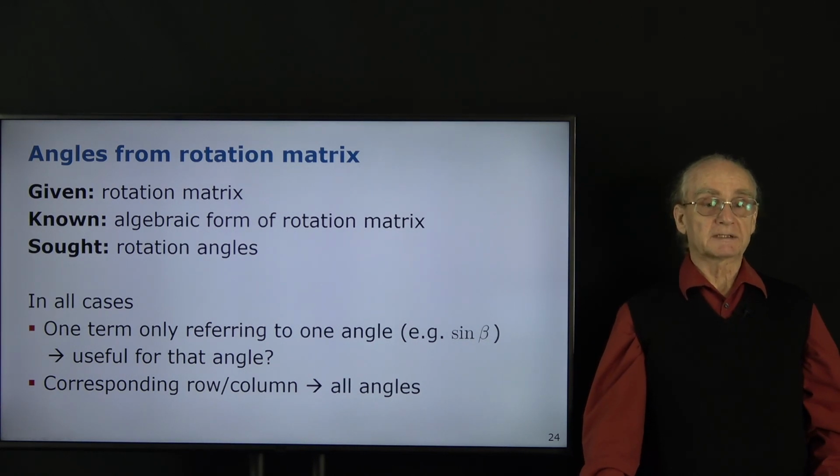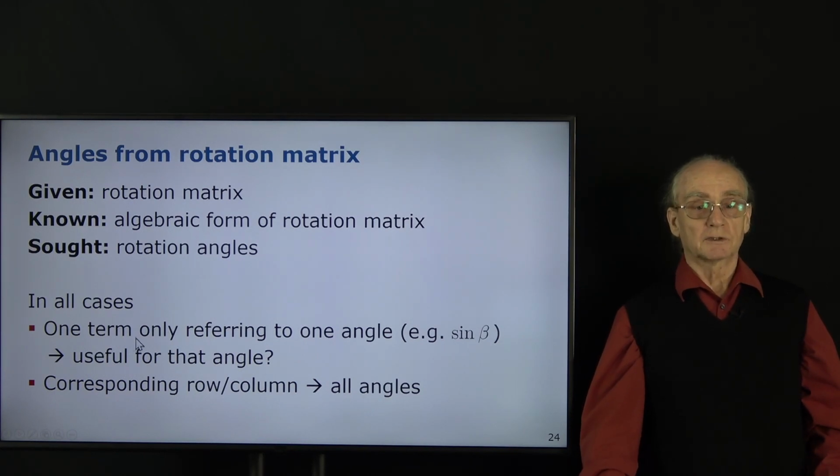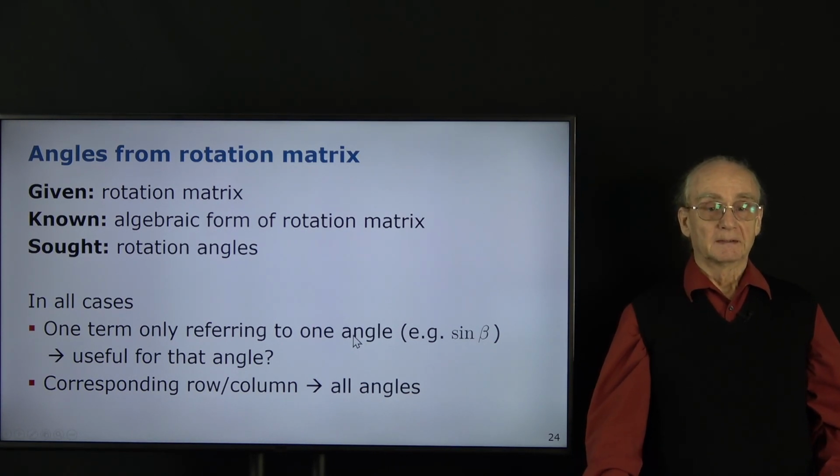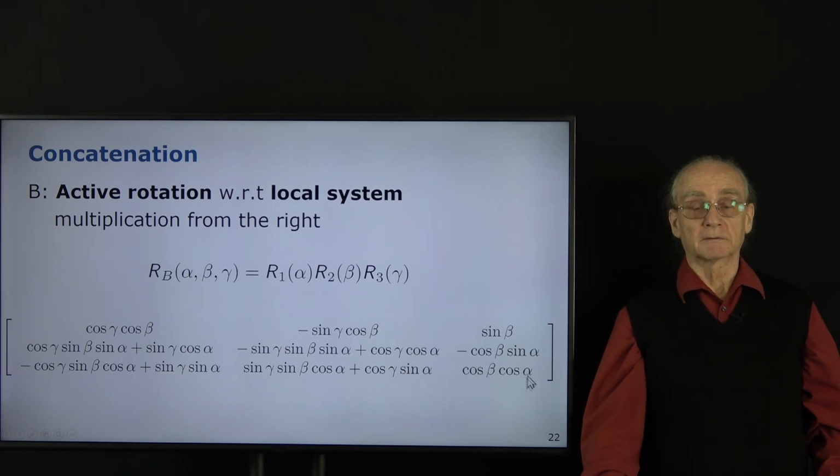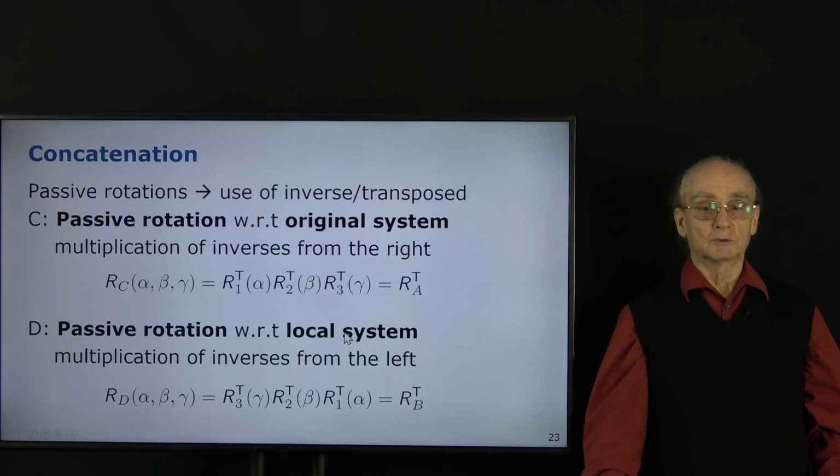Now, we have already seen that these rotation matrices all have a special structure. There's always one term only referring to one angle. So, for instance, we have a sine beta term. The question is, is this useful for this angle? In the first idea, yes, of course. Then, of course, the corresponding rows and columns. Let's just have a look. So we have here the sine beta, and the column contains the angle alpha. If we know beta, we can calculate alpha, and if we know beta, we can calculate gamma from these values. So this should be doable.